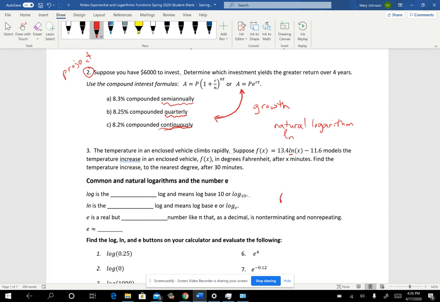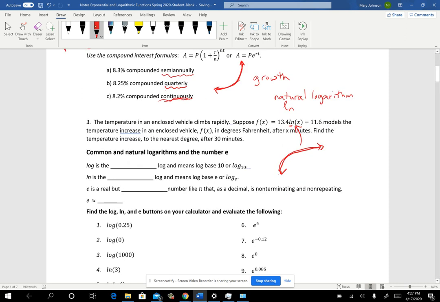The ln function actually grows over time kind of rapidly, but then tapers off this way. Here we have it growing slowly in the beginning and then getting more and more rapid. Here it's rapid in the beginning and then getting slower and slower and slower. So that's kind of what a logarithmic function looks like, and that's what this is right here.